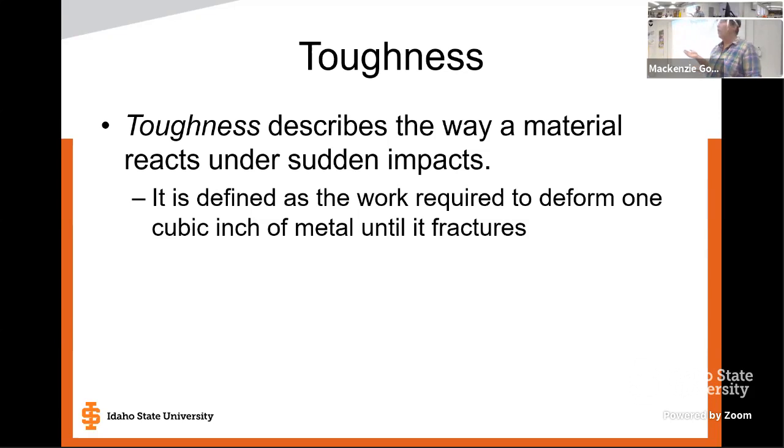To simulate if there was a car wreck while they were transporting this and it rolled off and struck something, you can't damage the shipping cask. So the toughness of the metal in our shipping casks has to be high enough that that sudden impact does not create any fracture.